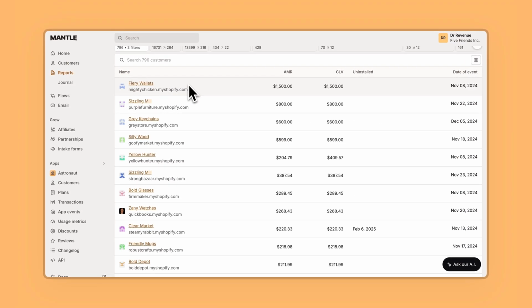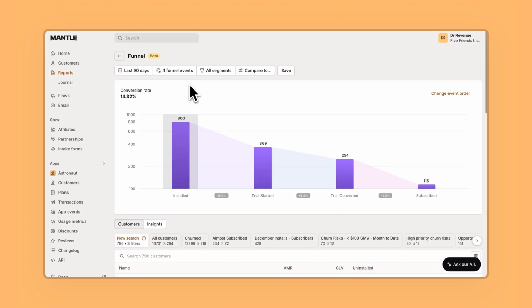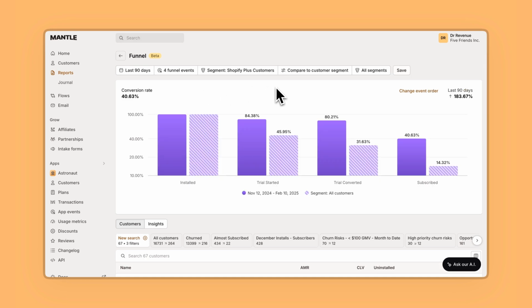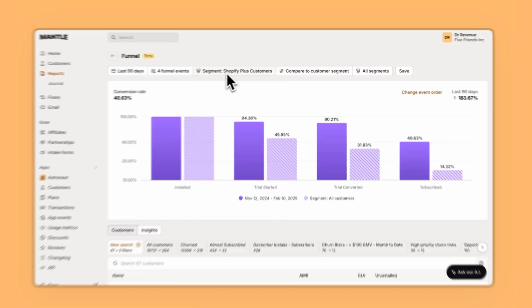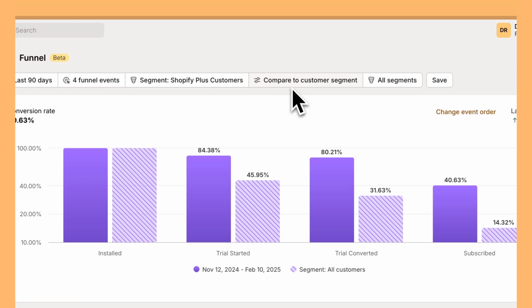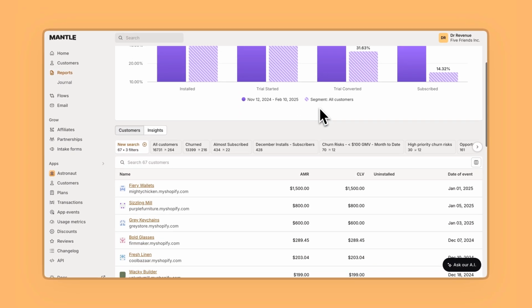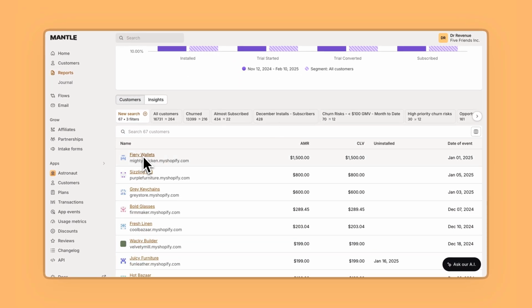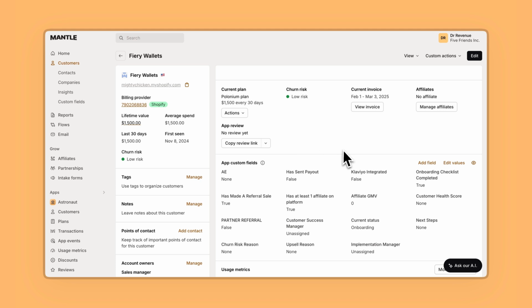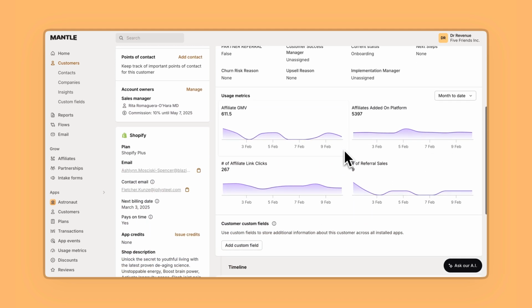But here's where it gets interesting. Let's say you want to find out which type of merchants convert from trial the best. Let's drill down to a segment of Shopify Plus users and compare to our non-Shopify Plus segment. See that higher trial conversion rate? Click into those customers and you can identify patterns in how your most valuable users engage with your app. This can be gold for focusing your marketing efforts.